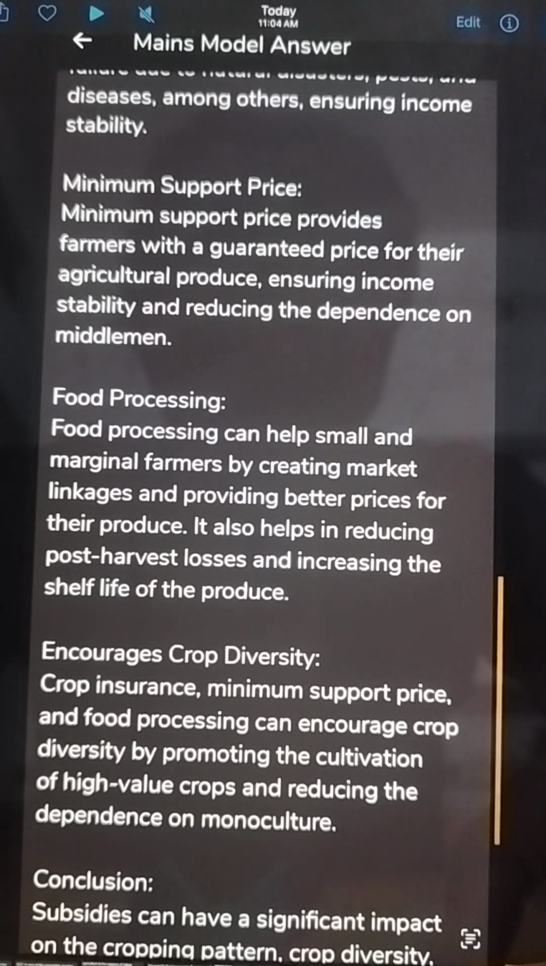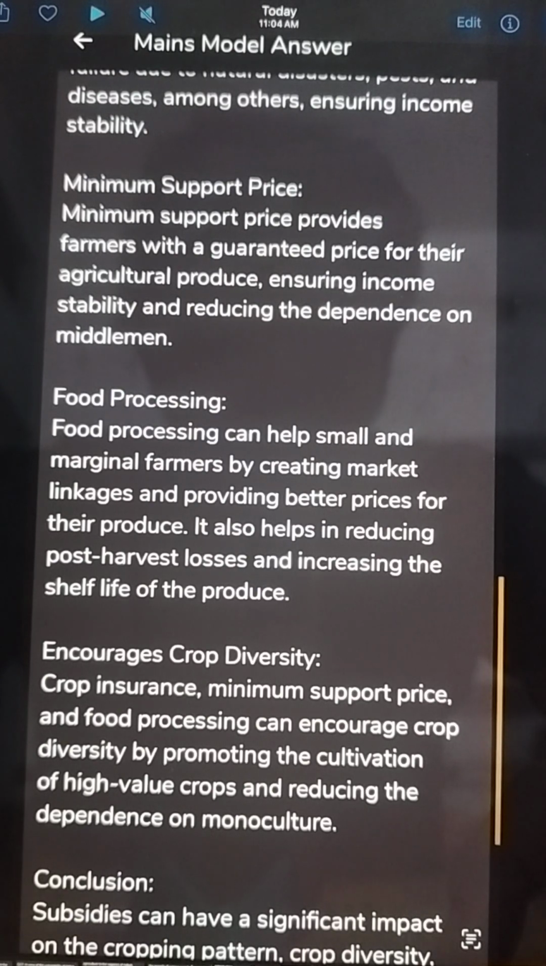Then comes encouraging crop diversity. Crop insurance, minimum support price, and food processing can encourage crop diversity by promoting the cultivation of high-value crops and reducing the dependence on monoculture.